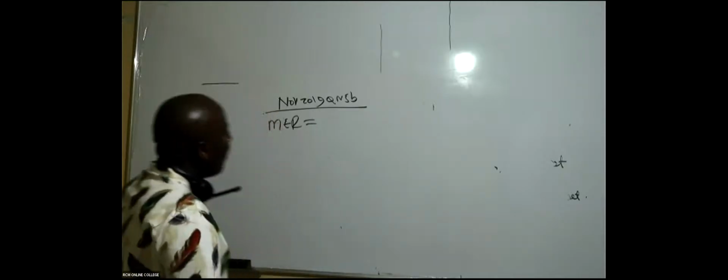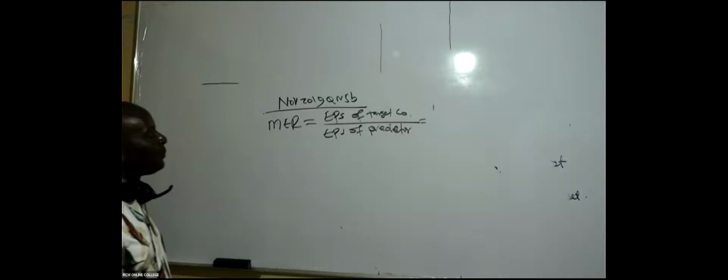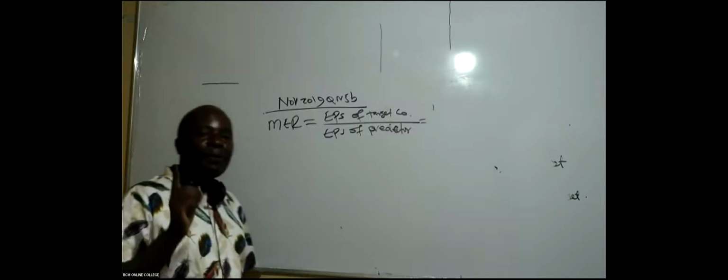So the maximum exchange ratio, the formula is you take the earnings per share of the targeted company over the earnings per share of the predator. Then EPS, earnings per share of the target company, is how much? Are you able to see? And now we are using this formula because this is maximum exchange ratio. It's not our normal exchange ratio.